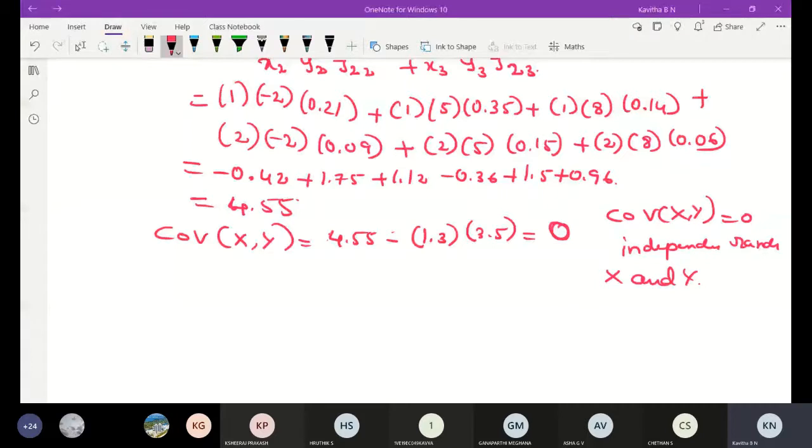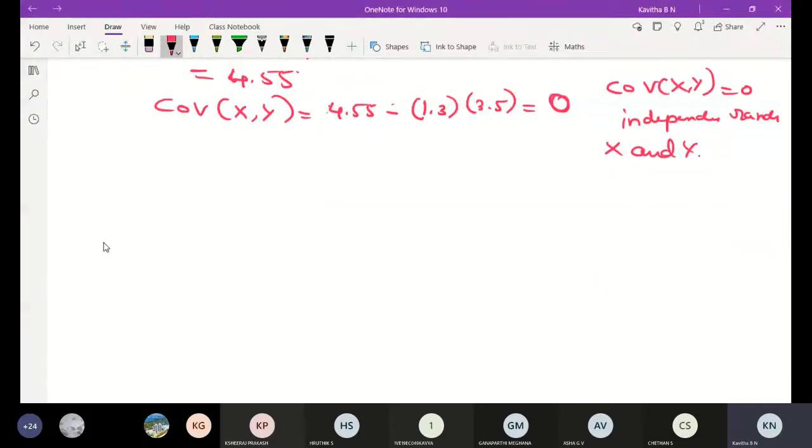Chi-square distribution. Chi-square distribution. Okay. Take the question. Five dice.